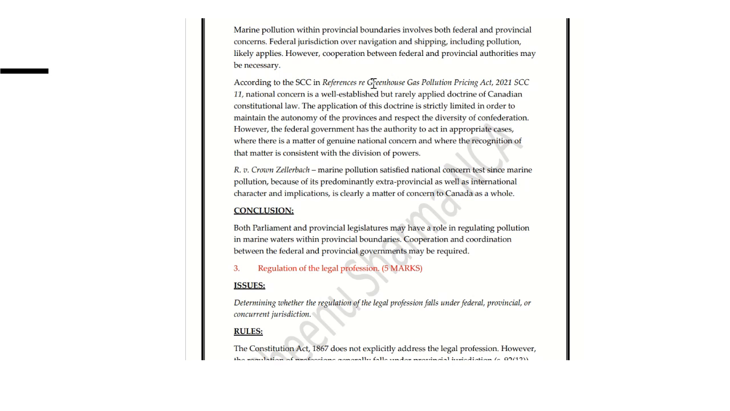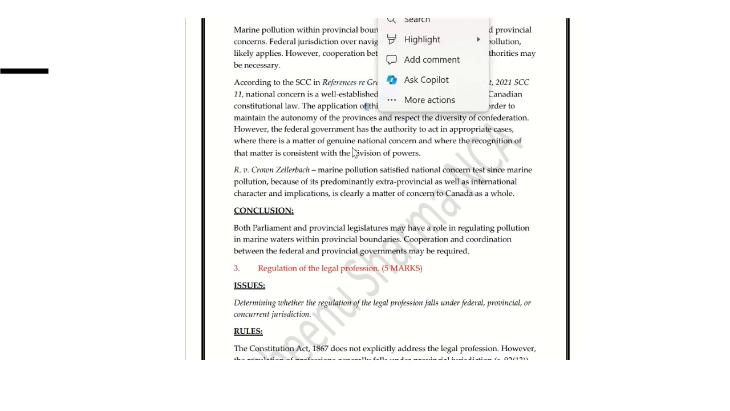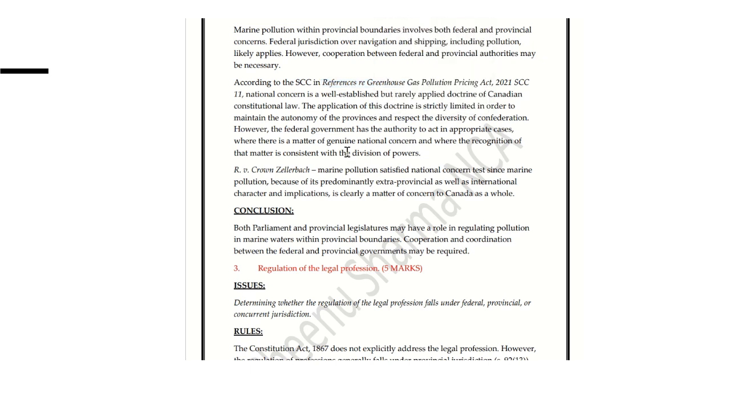So cooperative federalism needs to be applied here. According to this greenhouse gas pollution, we know that this matter comes under national concern, the peace, order, and good governance topic. Then in R versus Crown Zellerbach, marine pollution satisfied the national concern interest, since marine pollution, because of its predominantly extra-provincial international character, is a clear matter of concern for the whole of Canada. So the conclusion is both Parliament and provincial legislature may have a role in regulating pollution within provincial boundaries.